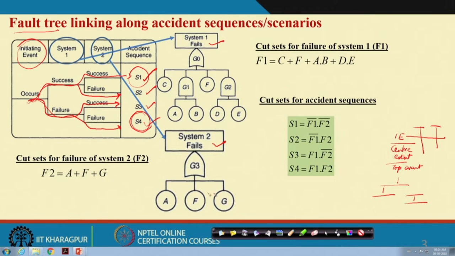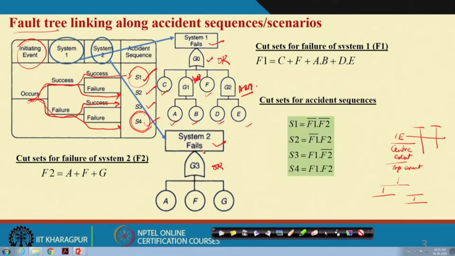We have given a hypothetical fault tree here because this is just for understanding purposes. It is not a real case, it is a demonstration of the concept. For the time being, let system 1 fail, and there are C, A, B, F, D and E, which are the basic events that ultimately lead to system 1 failure. This is the fault tree: here G0 is an OR gate, G1 is an AND gate, there is another OR gate and another AND gate. Similarly, when system 2 fails, there is one OR gate and 3 basic events, any one of which leads to system 2 failure.